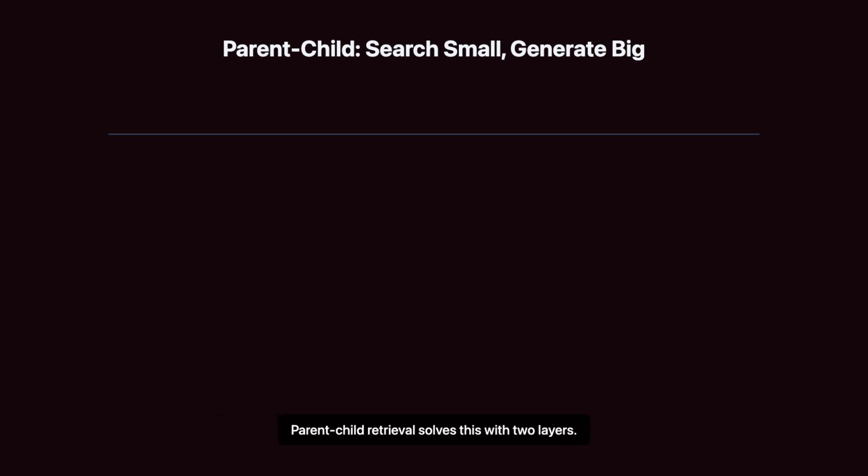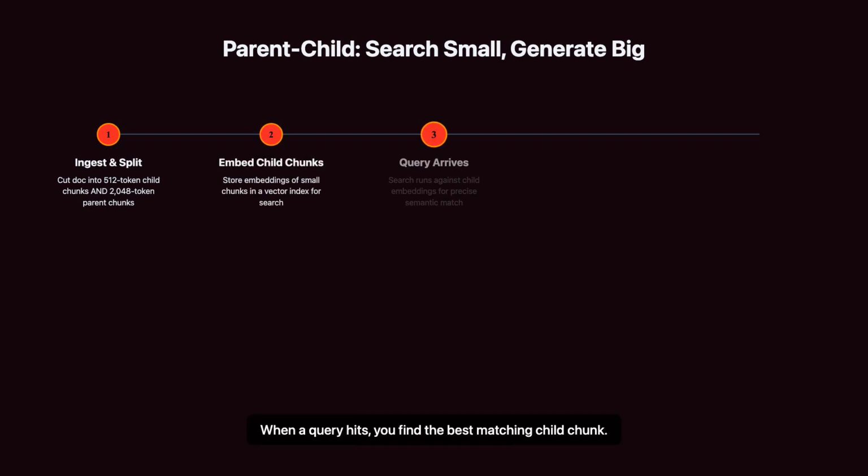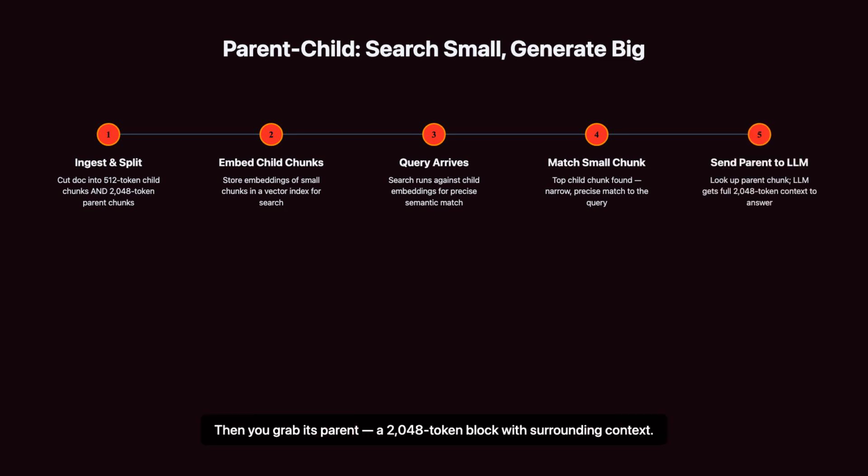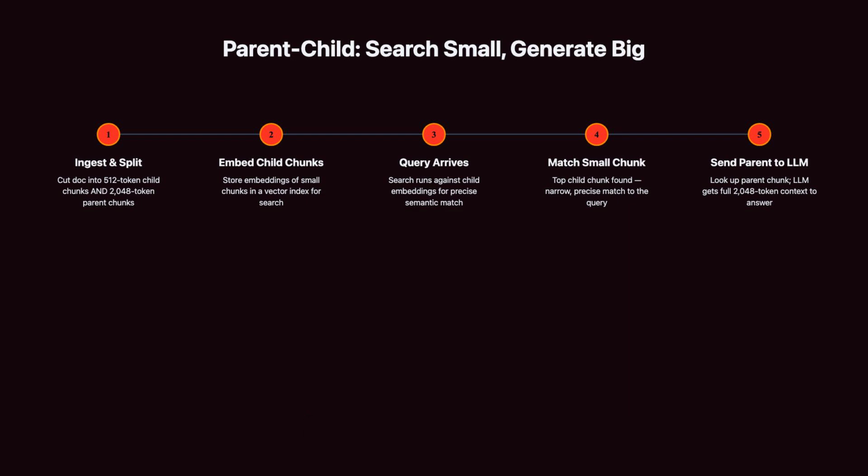Parent-child retrieval solves this with 2 layers. First, split the doc into small 512 token child chunks. Embed those for search. When a query hits, you find the best matching child chunk. Then you grab its parent, a 2048 token block with surrounding context. The LLM gets the big chunk. You searched small, you generated big. That's the trick the exam is testing.